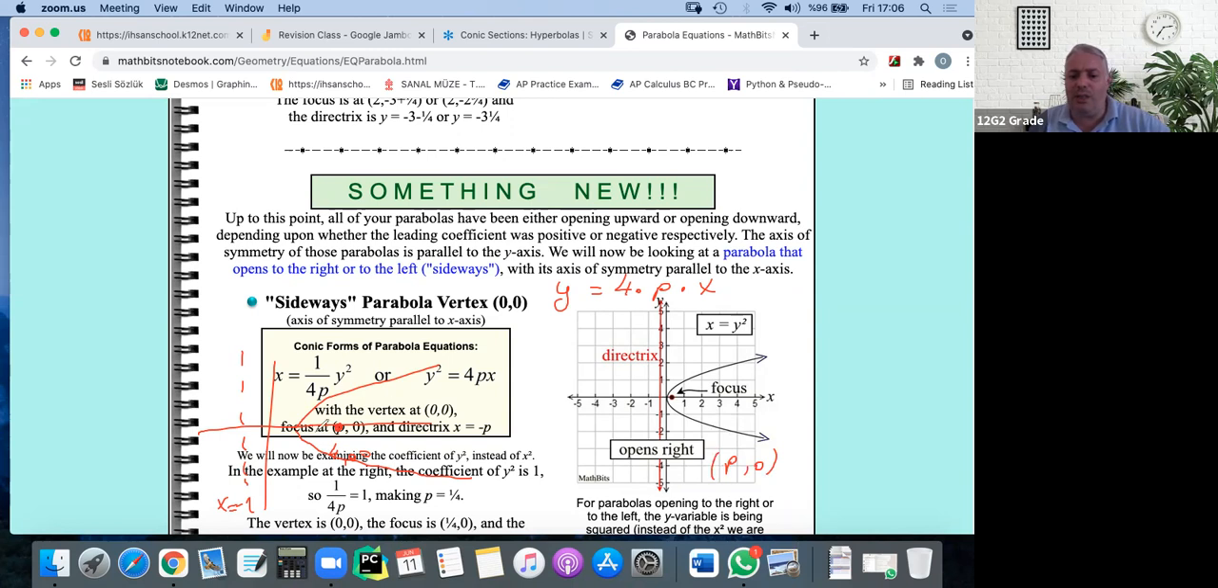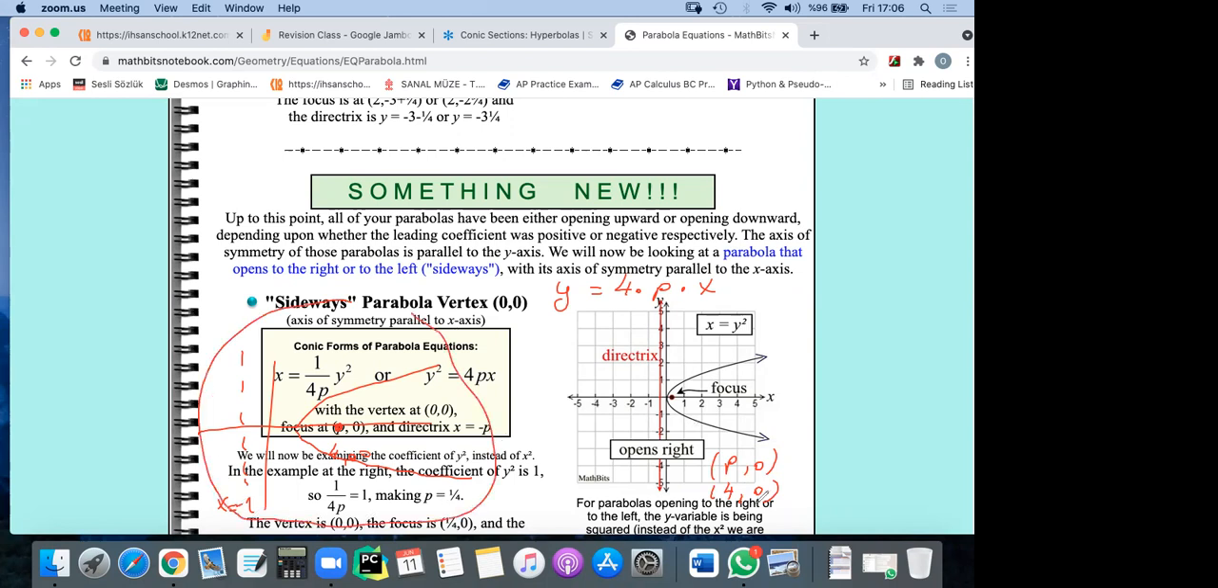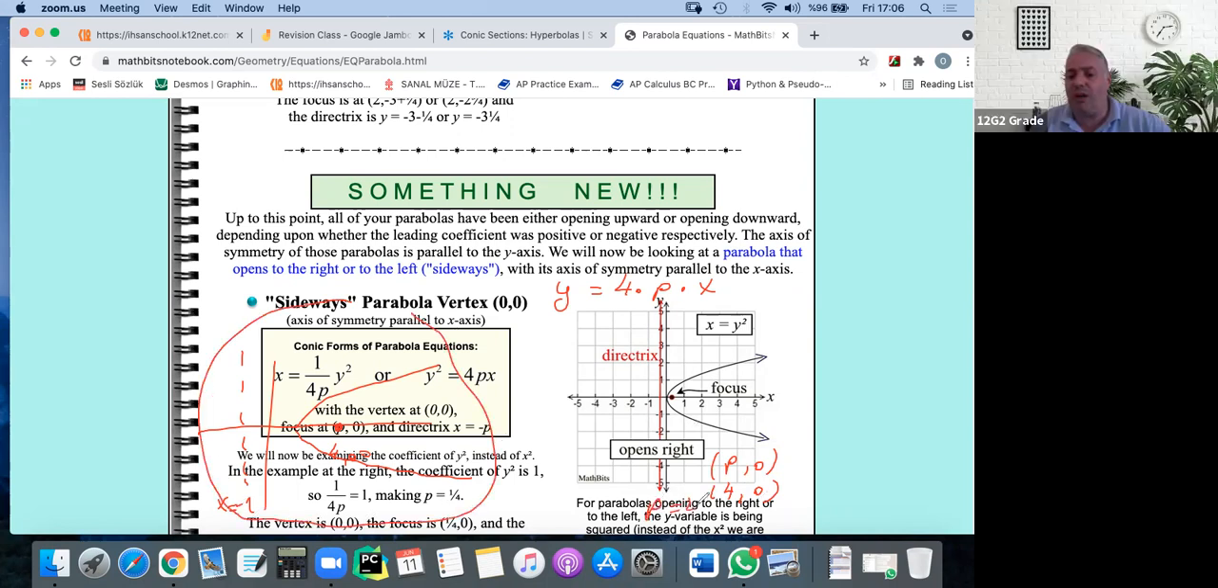So in my question, what is the focus? Isn't it (4, 0)? Yeah. So it is saying that p is 4. P is 4. So what will be the answer of the question then? Y squared is equal to 4 times 4 times x, which means y squared is equal to 16x. That's my answer. Finished.